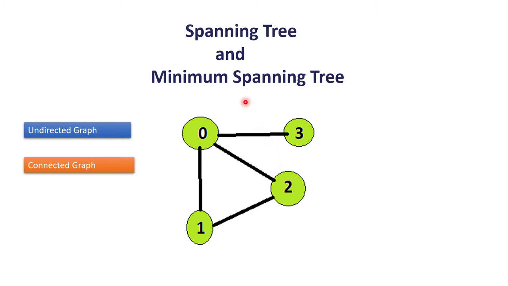A graph will be known as a disconnected graph if there is no connection between a node and another node. Suppose 4 is present here, in that case this 4 has no connection with other nodes, or maybe from 1 I can't go to 4. So this is actually a disconnected graph. To find a spanning tree or minimum spanning tree, the graph should always be an undirected and connected graph. Then only we can find the spanning tree or minimum spanning tree of a graph.